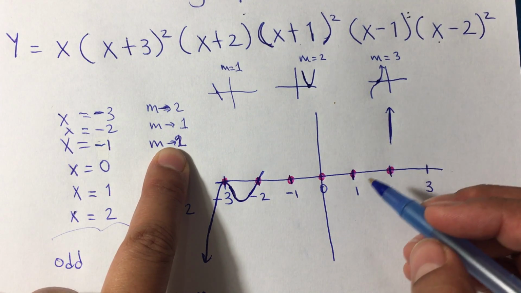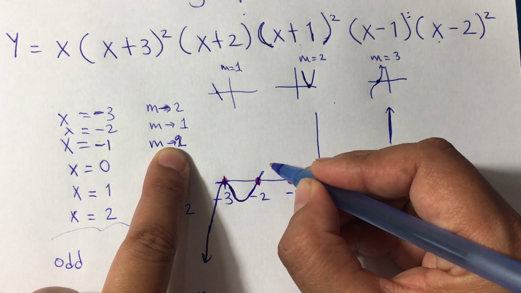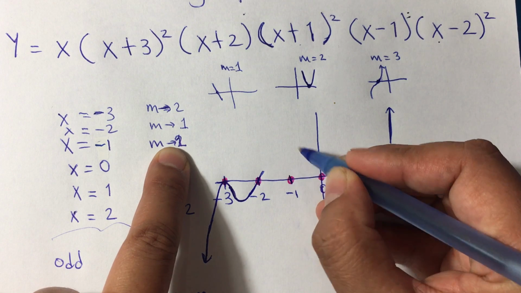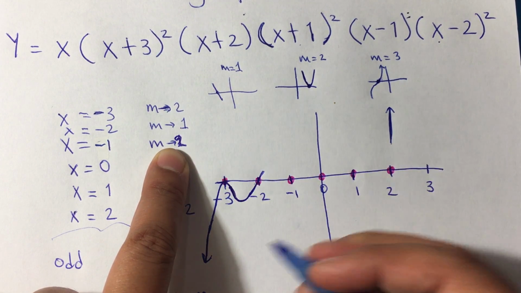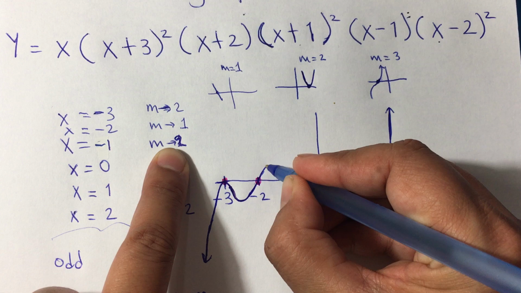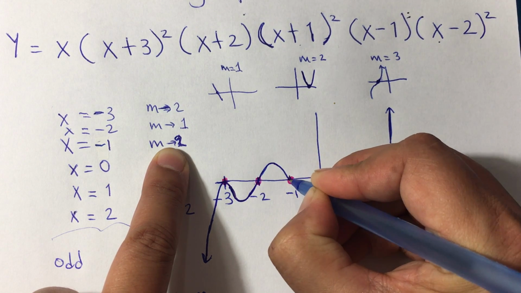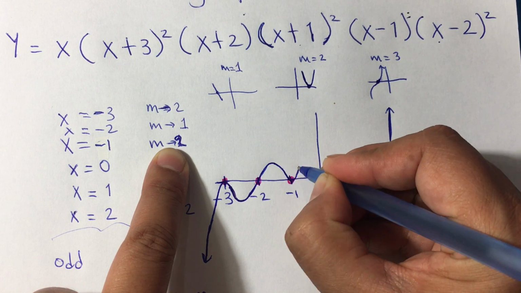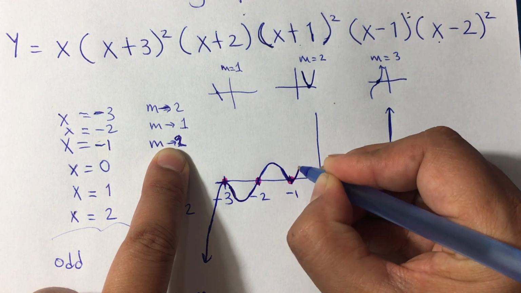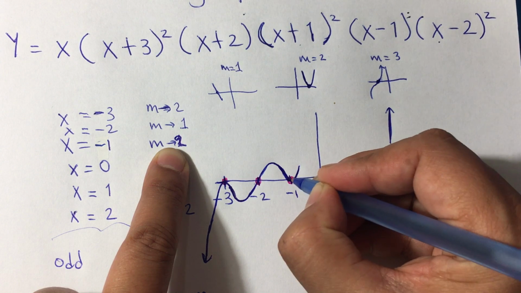-1, multiplicity 2. What does that mean? Turn around, touch at -1, and bounce. With a square, you just bounce. Again, we don't know how far this one goes, but we know that it touches there and it bounces. It creates a parabola with the vertex in there.